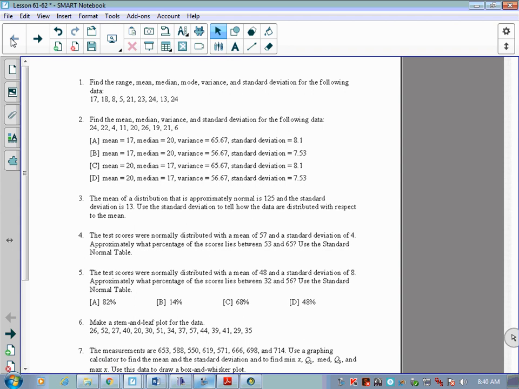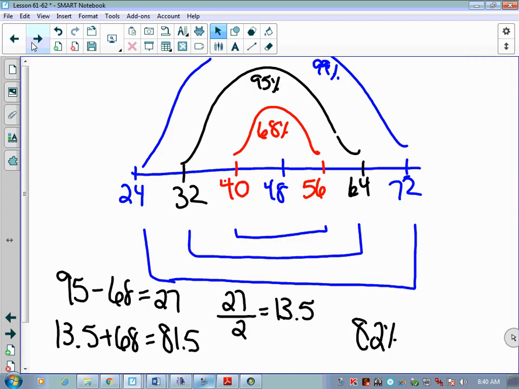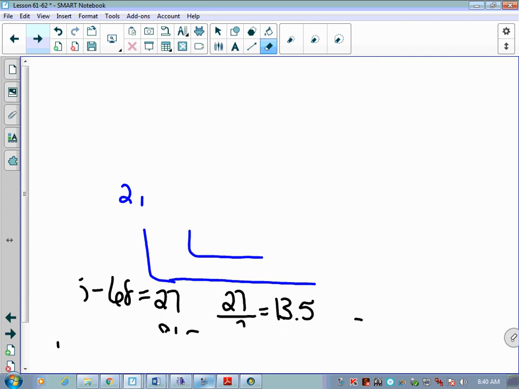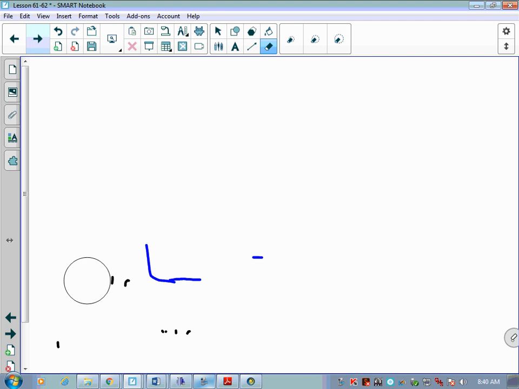Number 6, make a stem and leaf plot for the data. This is a little different, not a lot different. How many of you remember stem and leaf plots at all? Okay, pretty easy stuff, right?